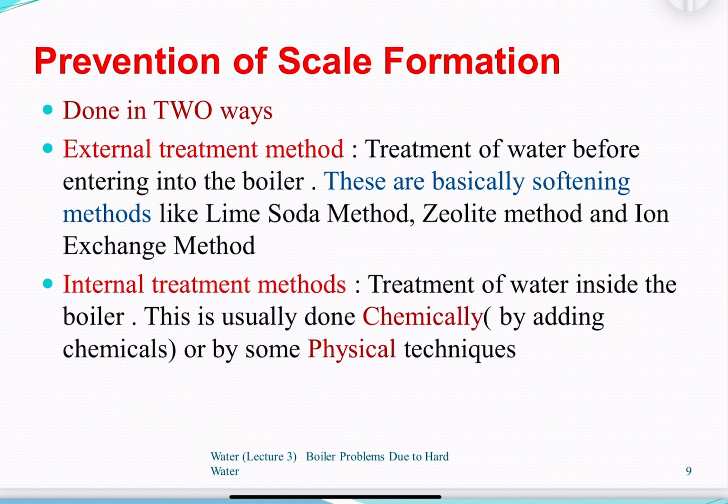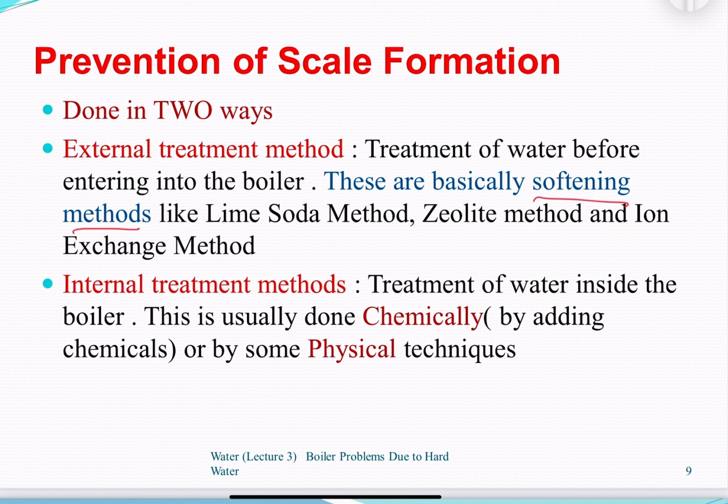That is done in two ways. One is the external treatment. External treatment, as the name indicates, means you are treating the water before putting it in the boiler. These external treatment methods are nothing but softening methods. There are three methods: lime soda process, zeolite and ion exchange, which we will study later.